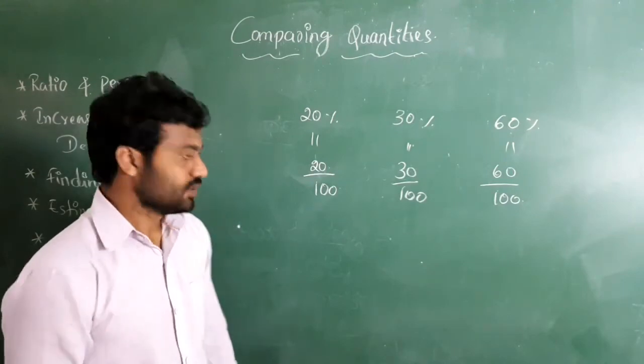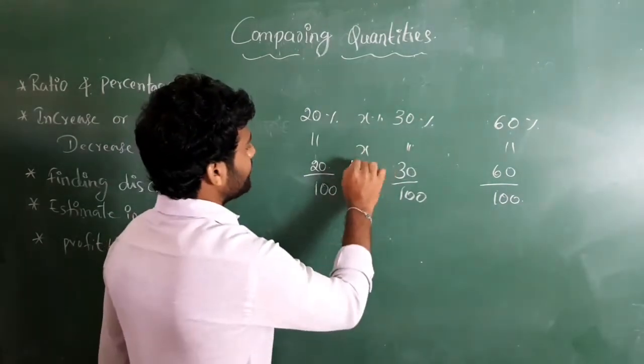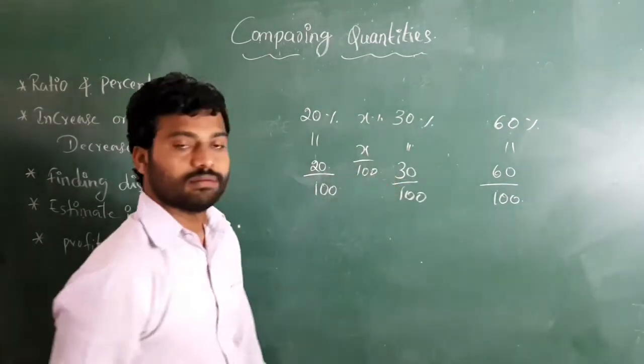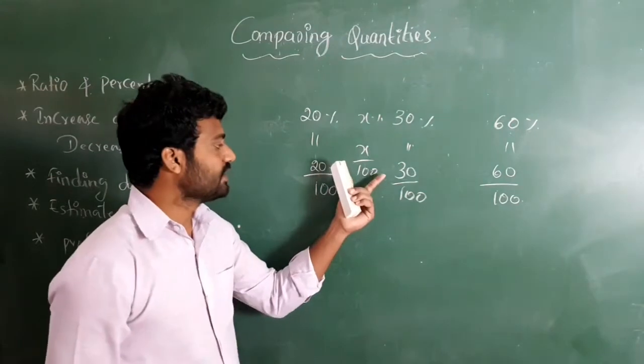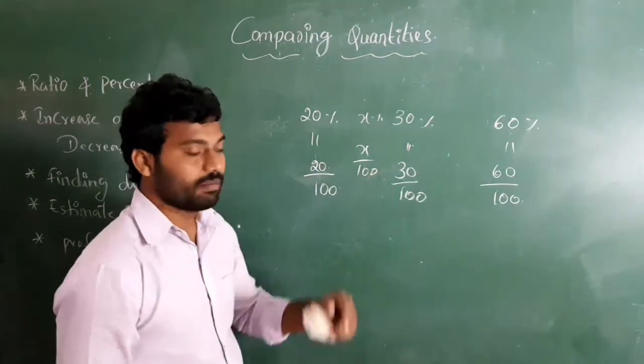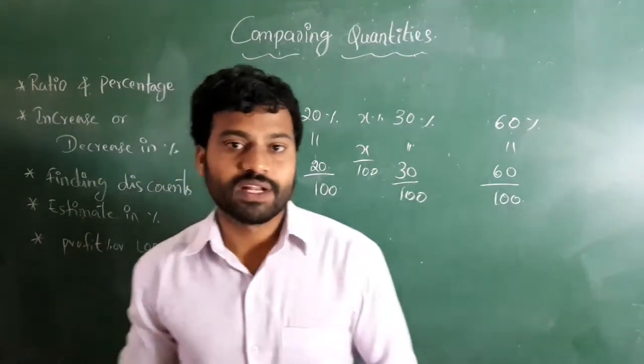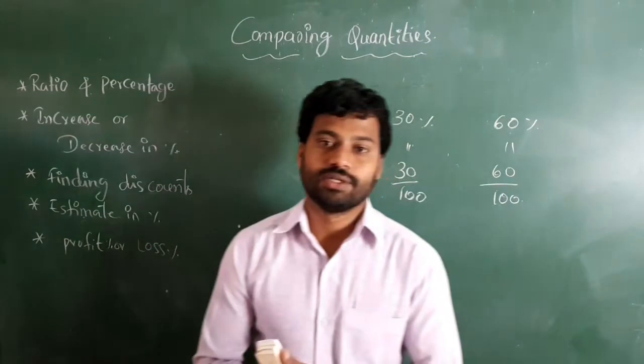Clear or not? So if suppose any x percentage, then x by 100. Percentage is always compared to 100 values only. The denominator will be 100. Clear or not? This is about the ratio and the percentage.